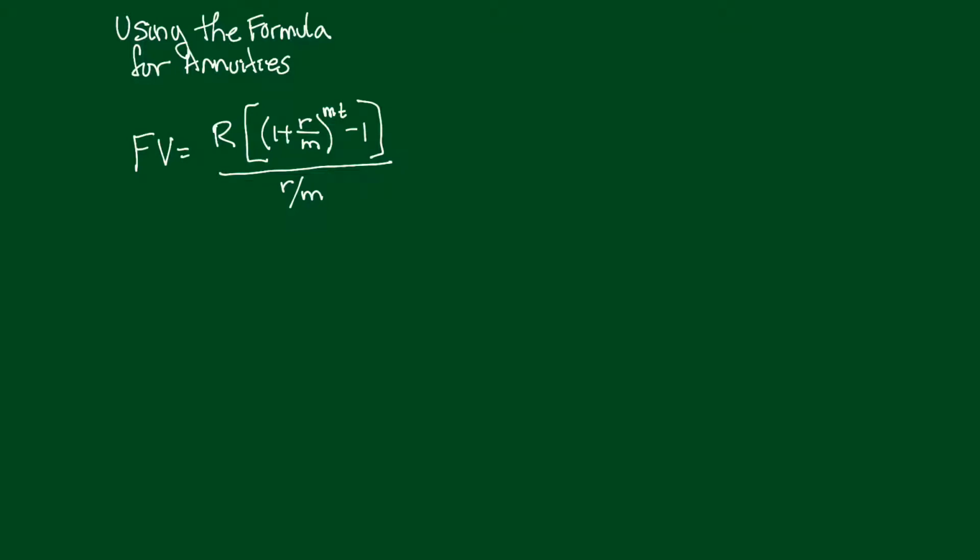We've got the formula for annuities, and in this formula, here's what everything is. R is the amount of money that we're going to put into our investment, maybe every month, at the end of every month, or at the end of every year, or at the end of every week, just at the end of every time period. And lowercase r, that's the interest rate per year. M, that's the number of compoundings per year. T is the number of years that we're going to run this annuity.